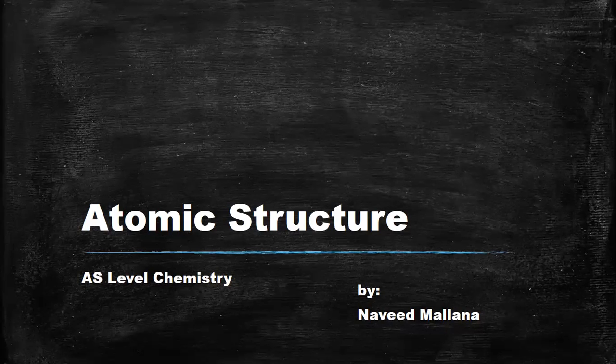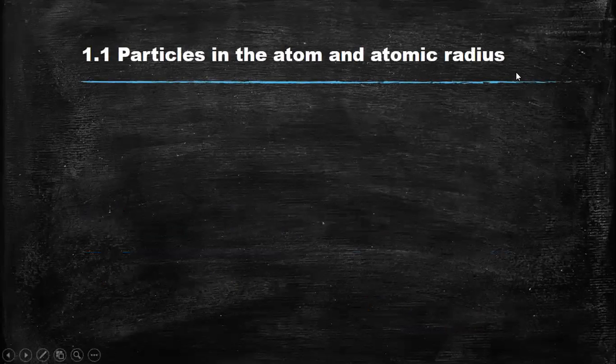Today we are going to start the chapter Atomic Structure. This is the point from our syllabus, 1.1 topic: Particles in the atom and atomic radius. It means what are the particles or subatomic particles present in the atom and what is the radius of the atom. It means the distance from the nucleus to the outer shell of the atom.